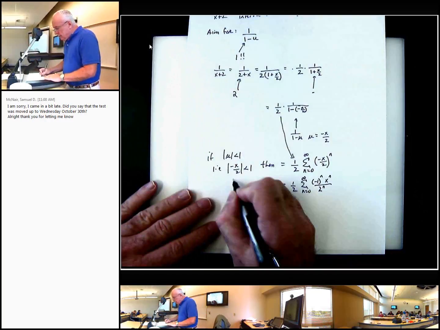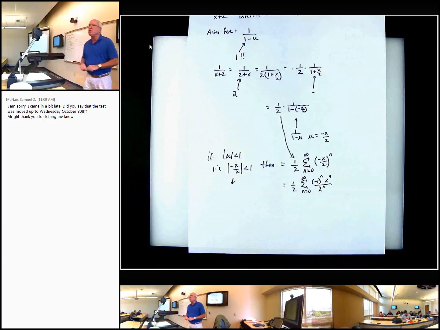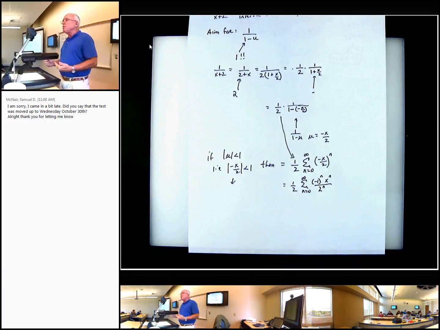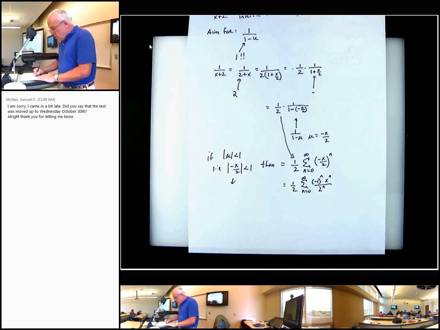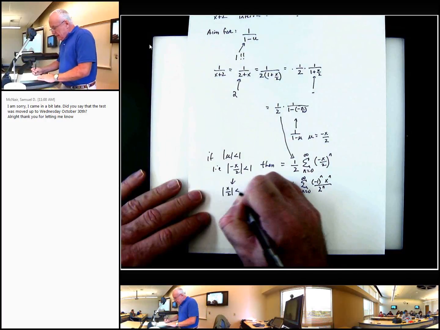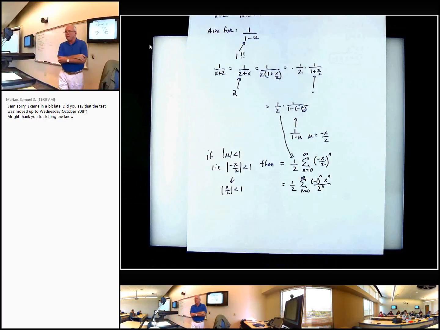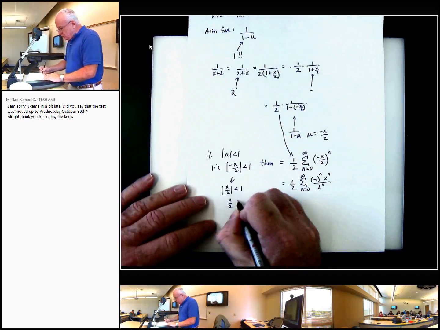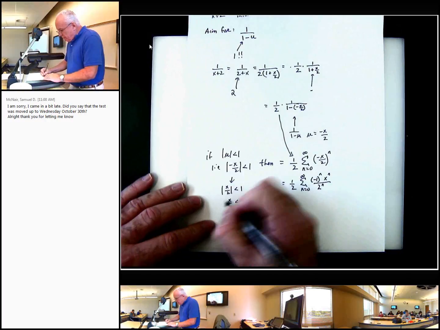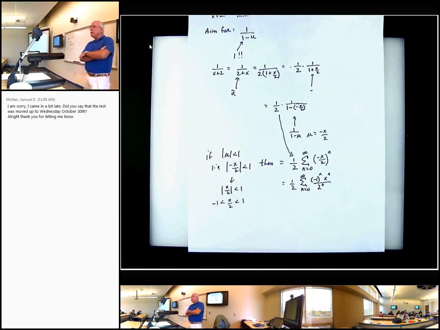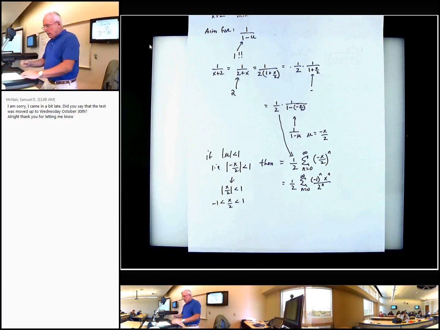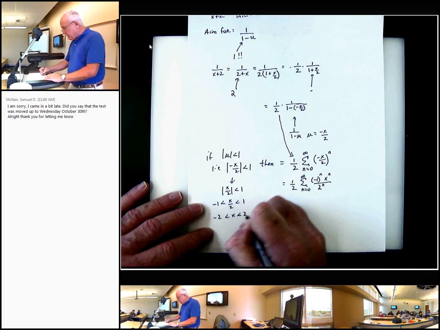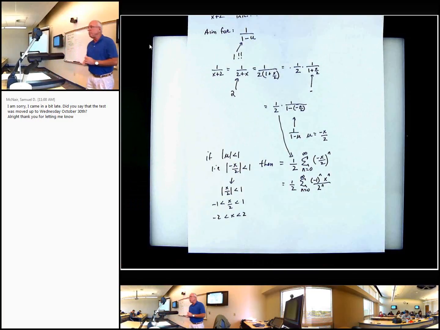And now, let's see here. Let's look at the interval of convergence of this thing. This absolute value of minus x over 2 has to be less than 1. Well, that's, of course, the same as positive x over 2 absolute value less than 1. So that means that x over 2 has to be squeezed between -1 and +1. And if I multiply by 2, I have that x is squeezed between -2 and +2.